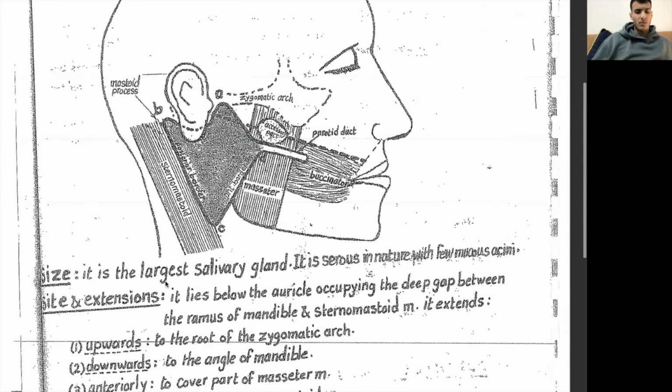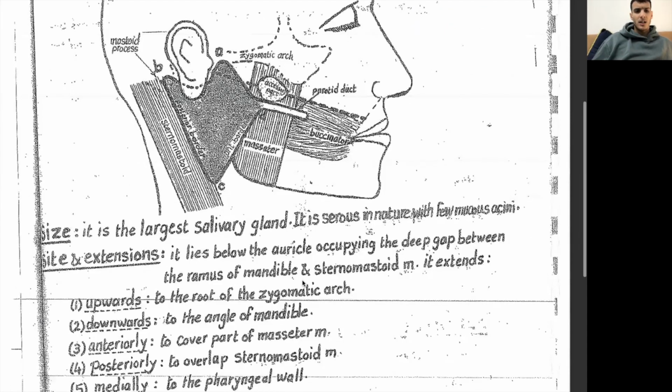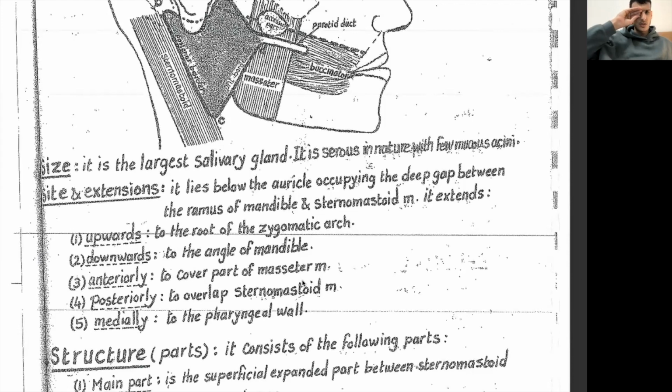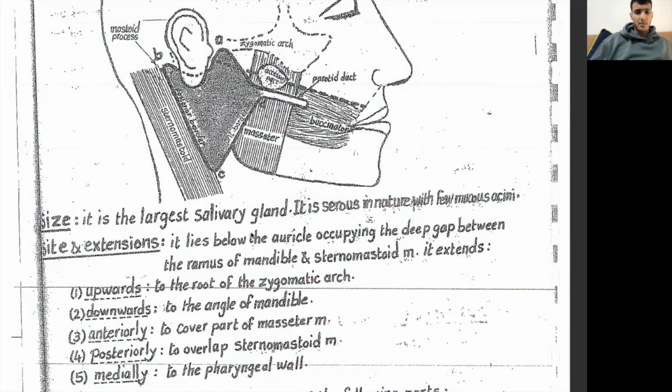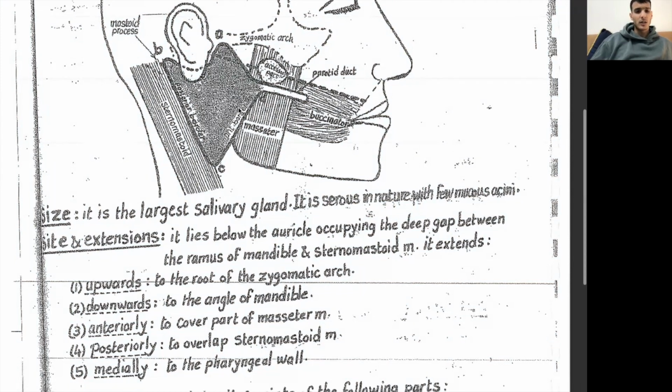So as you guys all may have heard, it is the largest salivary gland in the body, and the site and the extension. So it lies below the auricle, occupying the deep gap between the ramus of mandible and sternocleidomastoid muscle. So here you see the ramus of the mandible and the sternocleidomastoid muscle, that space between them, and then under the ear. So that's where the parotid gland lies.